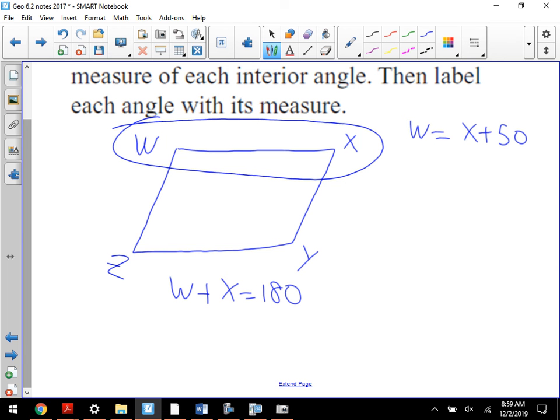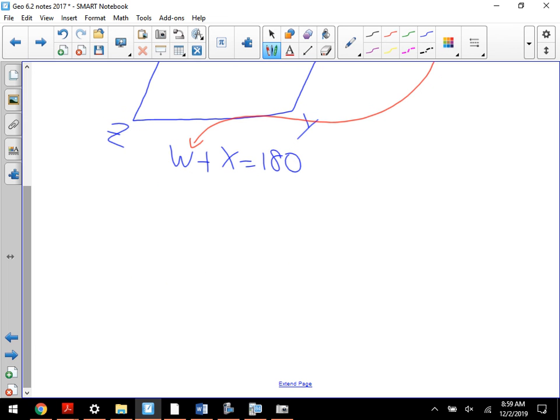But here's the thing. When I write it out as W plus X equaling 180, I can't solve for two variables at the same time. But I do know that W is x plus 50. So W is x plus 50, plus x is 180. And that's where you were going.